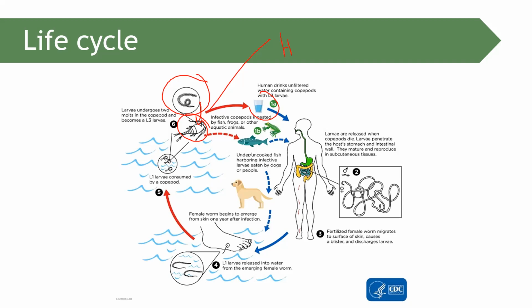The other way of acquiring the infection is through consumption of undercooked fish. Why undercooked fish? The fish ate the copepods, the copepods contain the larvae, and the larvae developed in the fish. The fish was eaten by man. Okay? So again, in cold water, the ulcer where our adult Dracunculus medinensis is located ruptures.